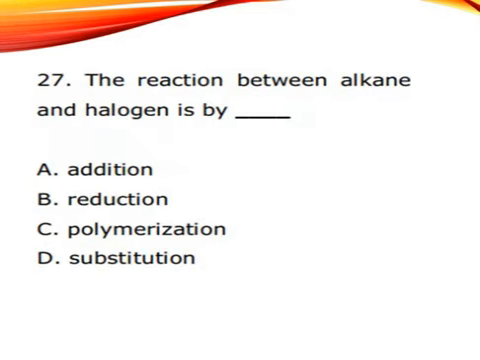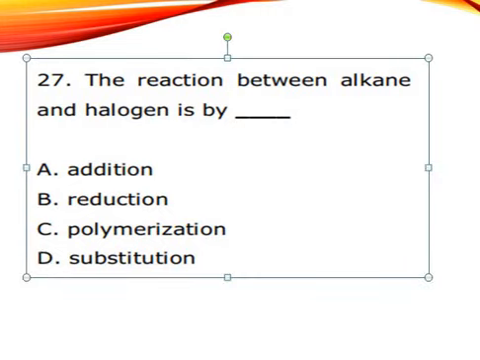And question 27 says, the reaction between alkane and halogen is by A, addition, B, reduction, C, polymerization, and D, substitution. Actually, the reaction between an alkane and a halogen is by substitution. That's how you remove one or more hydrogen atoms and you replace it by a halogen to give you an alkyl halide. So your answer is D, substitution.